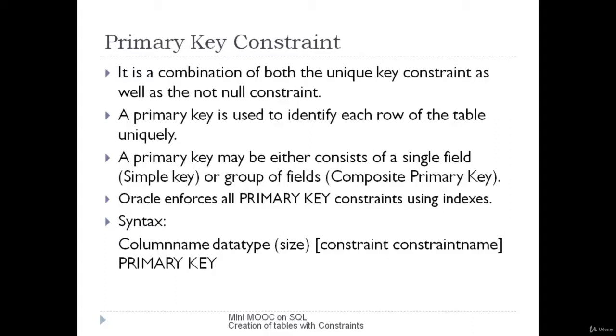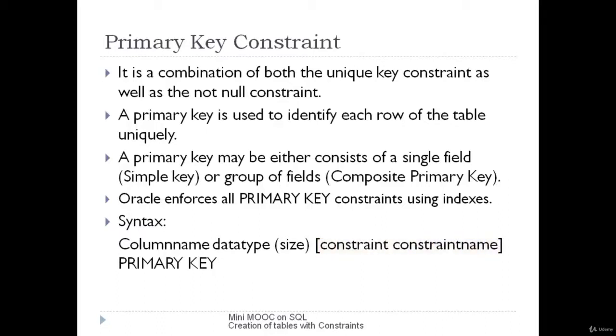If primary key is applied on a single column, then it is called simple key. And if it is applied on a combination of columns, then it is known as composite key. Its syntax is column, data type, size, and we have to specify primary key. We can also give our own constraint name to this constraint.